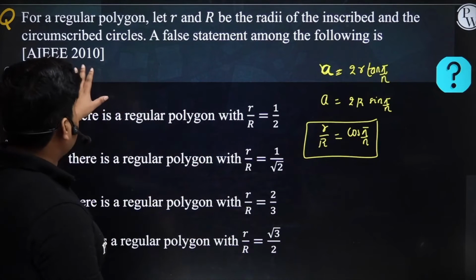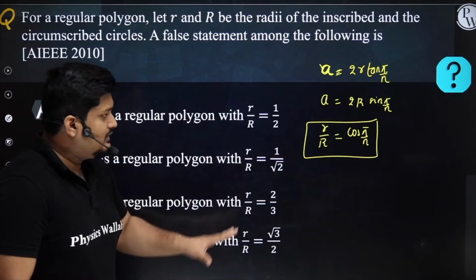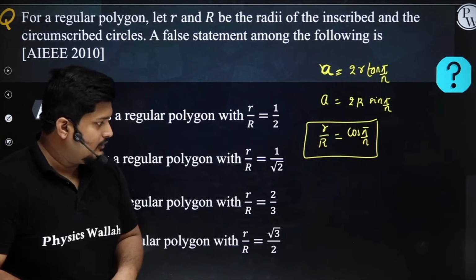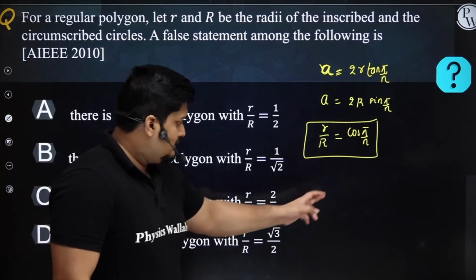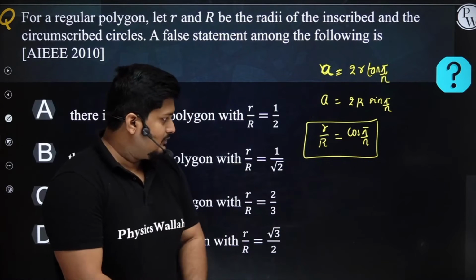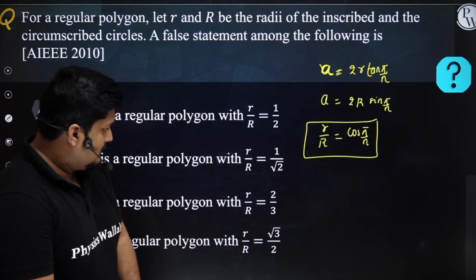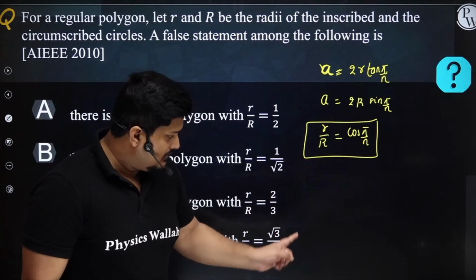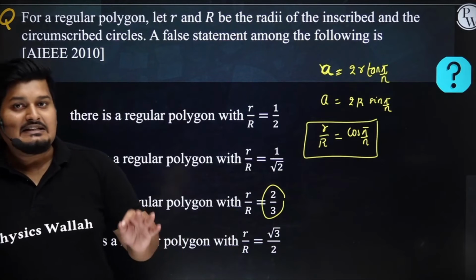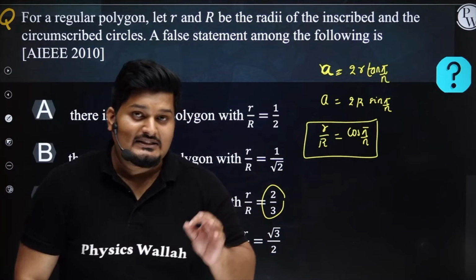So now which one of these will be the false statement? You see, r by R equal to 1 by 2 is possible, right? This is possible because if you put n equal to 3, cos 60, this is possible. Even this is also possible. Root 3 by 2, this is also possible. But this is not possible. Why? Because n is an integer. Guys, n is an integer.